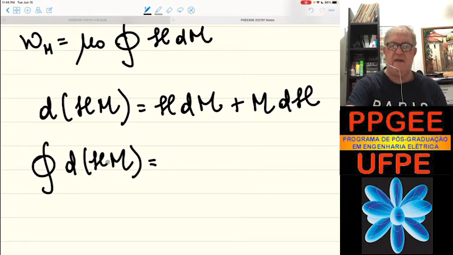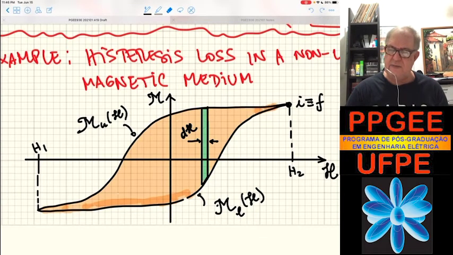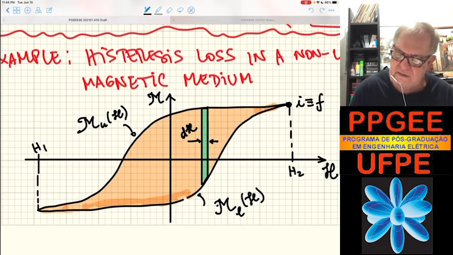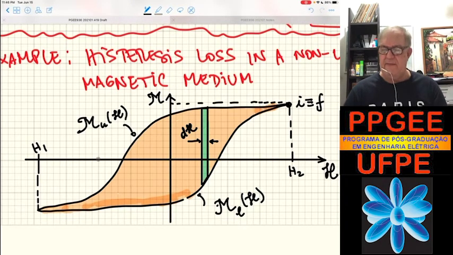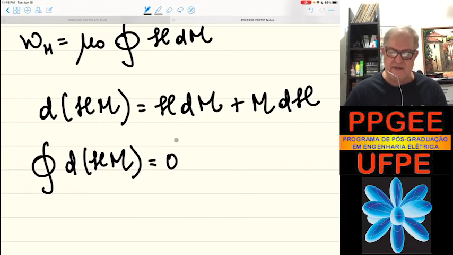So this is going to be 0, right? Because h at the endpoints is going to be the same. Let's look at the hysteresis. At this point here, h is h2, and m is this value here. Doesn't matter. The product m times h is the same in the initial state and in the final state. So this variation is 0.